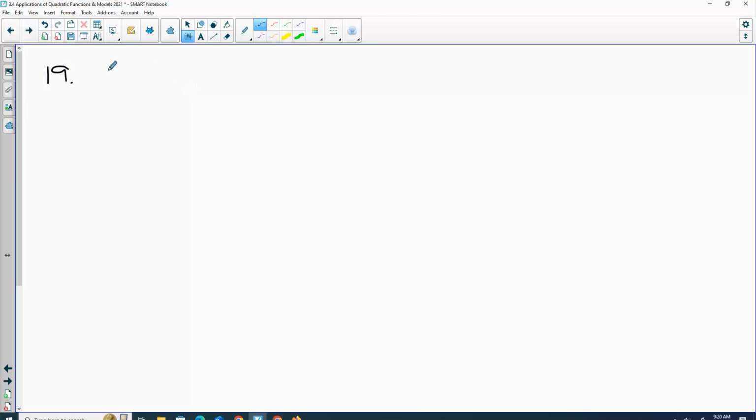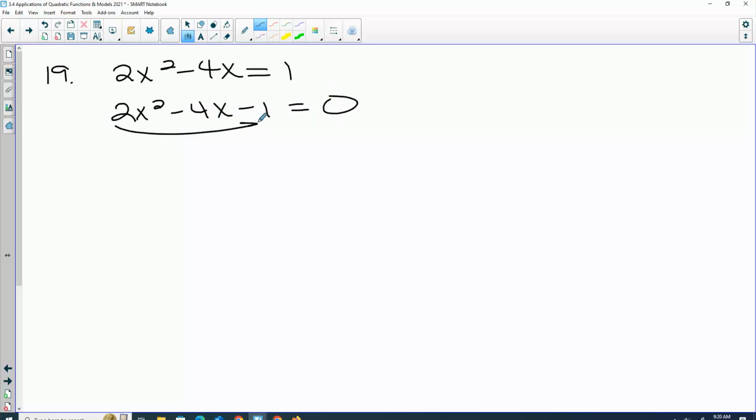Problem 19. So if we set this to 0, slip and slide, you get x squared minus 4x minus 2. Does anything multiply to negative 2 and add to negative 4? No. So what are my options? Complete the square or quadratic formula. Both work. I did quadratic formula on the last one.